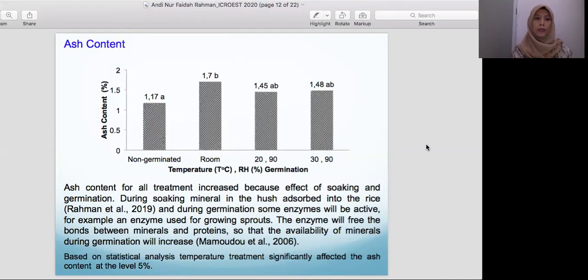Ash content for all treatments increased because of the effect of soaking and germination. During soaking, minerals in the husk are absorbed into the rice. And during germination, some enzymes become active. For example, an enzyme used for growing sprouts will free the bonds between mineral and protein, so that the availability of minerals during germination will increase. Based on statistical analysis, temperature treatment significantly affected the ash content at level 5%.